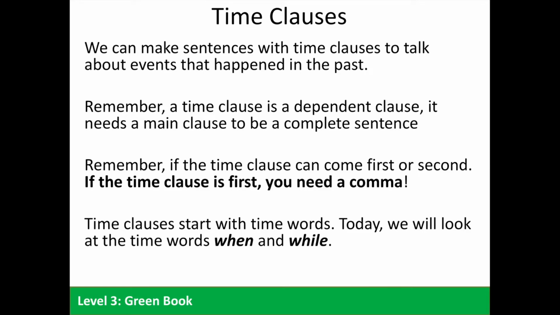You'll remember from previous lessons that we can form time clauses to talk about events that happened in the past. You'll have to remember that a time clause is a dependent clause. It needs a main clause to be a complete sentence. You'll also need to remember that the time clause can come first or second in a sentence. However, if the time clause is first, you need a comma. Also, time clauses start with time words, and in this lesson, we're going to talk specifically about the time words when and while.